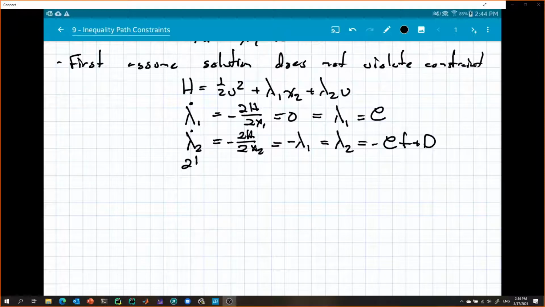And then we have our optimal control law. The partial of H with respect to u is equal to 0. Therefore, u plus lambda 2 is equal to 0. So from that, we have u is linear: ct minus d.